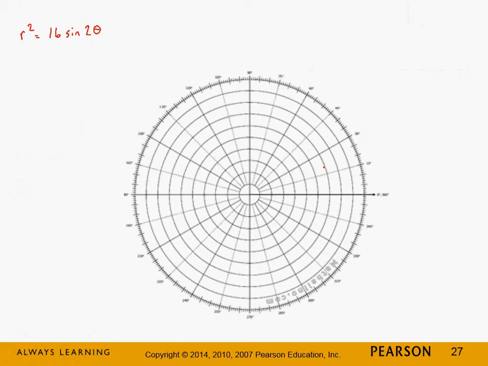So, what is a? Be careful. Remember, 16 is a squared. So a is 4, right? And it's a sine, so we're going to be going along the 45 degree axis. So that's here, so we're going to go 1, 2, 3, 4. 1, 2, 3, 4.